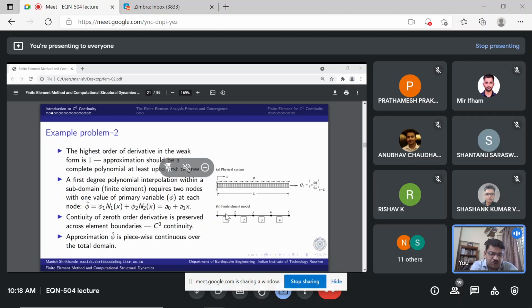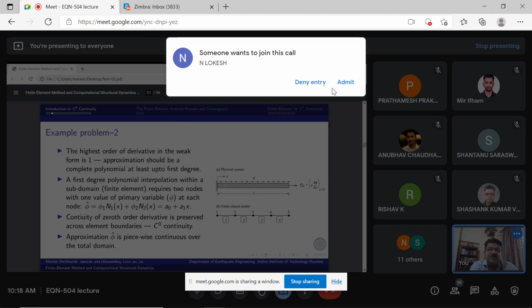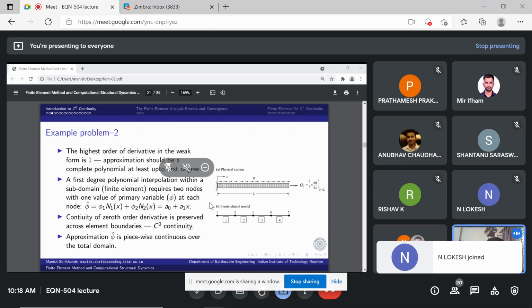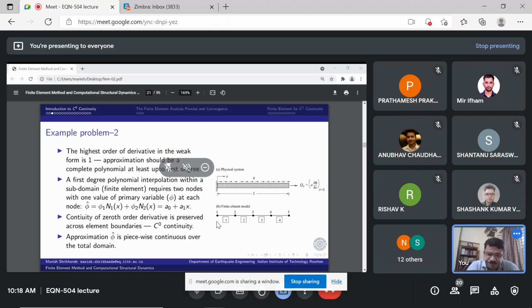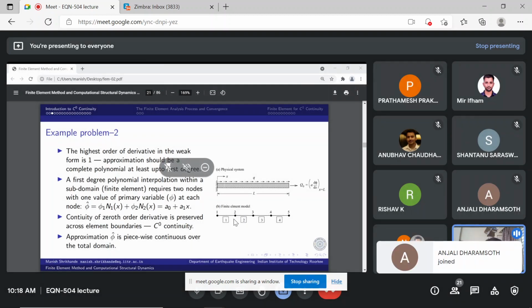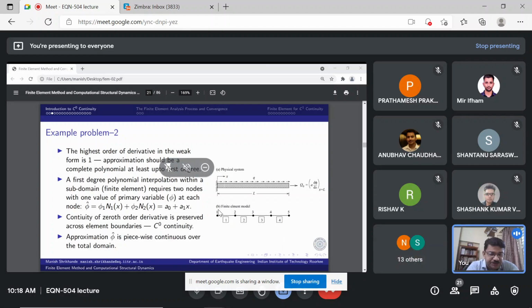So two values, two constraints, and a first degree polynomial will have two unknown coefficients, and accordingly those two coefficients can be uniquely identified in terms of phi 1 and phi 2, and a unique polynomial can be constructed. So the polynomial approximation in element 1 is defined as linear interpolation between the primary values of the two nodes of element 1, that is phi 1 and phi 2.